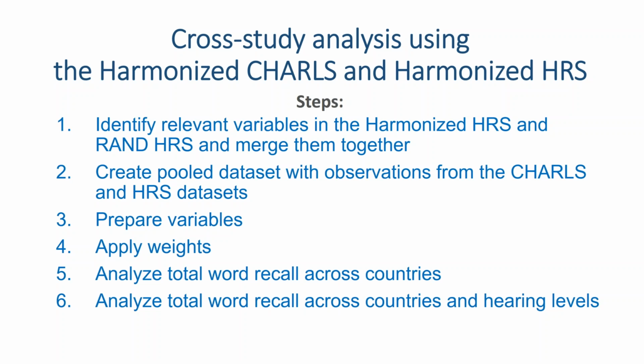Then we're going to identify the relevant variables from the RAND HRS and the Harmonized HRS. After that, we'll pool our observations from CHARLS and HRS to create a single analysis dataset. We'll prepare our variables, apply our weights, and finally analyze total word recall across countries and hearing levels.